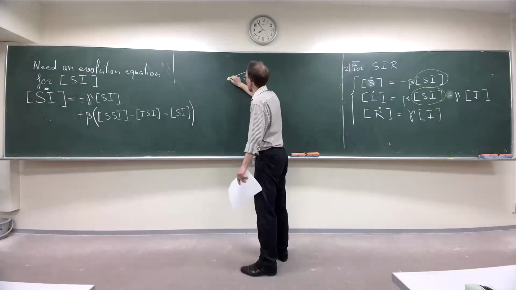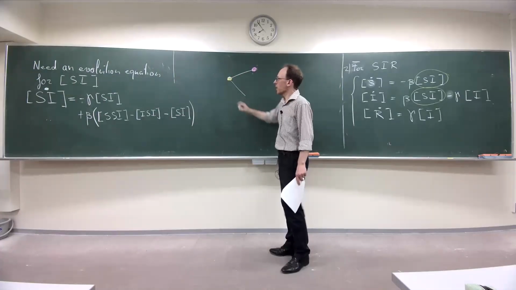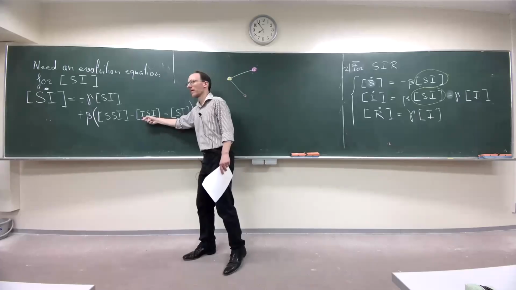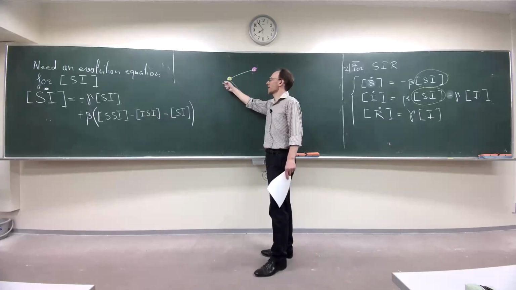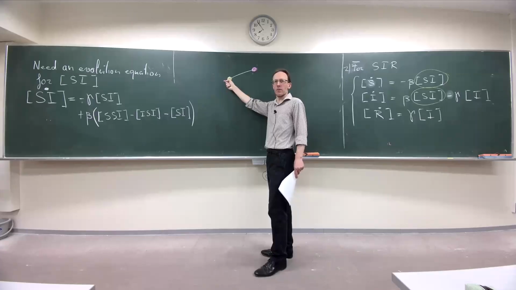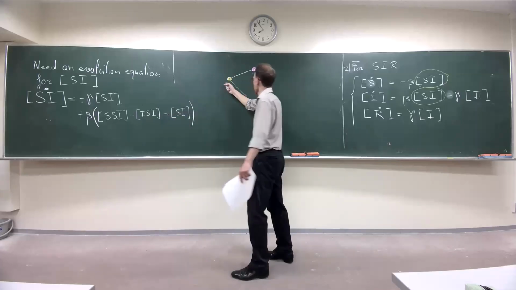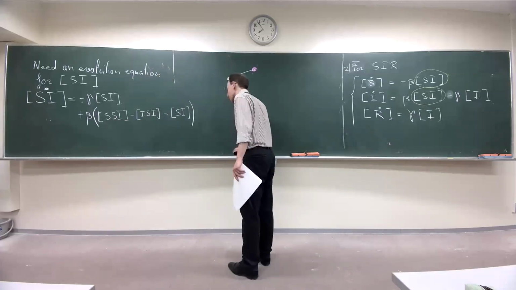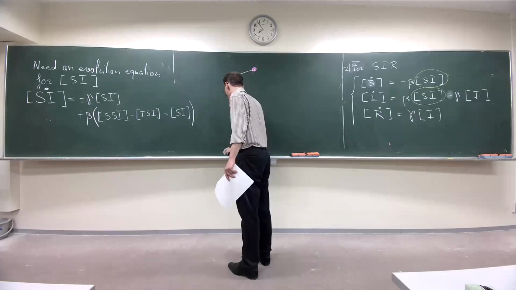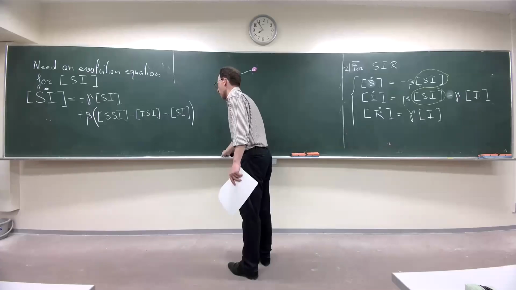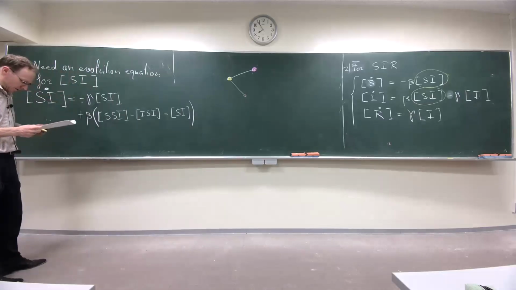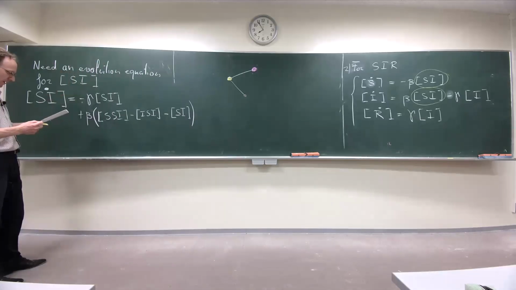But we have other things. If the yellow one is connected to another infected one, it increases the probability that this one is going to become infected. So this new situation is here. And what is this one? This one is SSI.